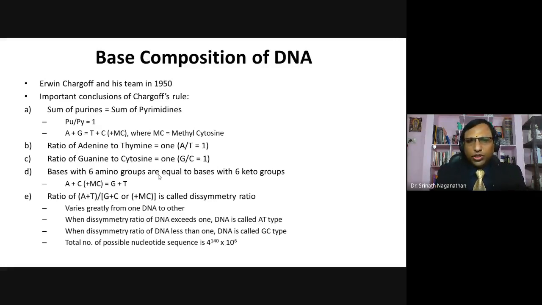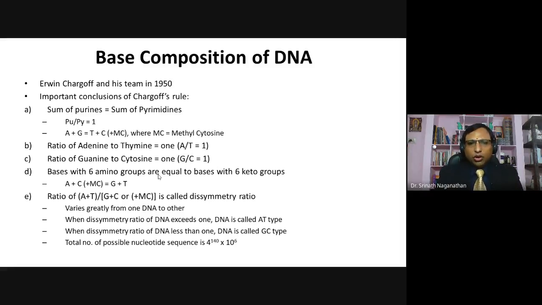The base composition of DNA was given in 1950 by a team of scientists headed by Erwin Chargaff. That is why this is called Chargaff's rule. The important conclusion presented in Chargaff's rule is that the sum of the purines and the sum of the pyrimidines are equal. So purine by pyrimidine is equal to 1. So adenine plus guanine equals thymine plus cytosine. And in some cases, it can be methylcytosine during replication or during the transcription process.